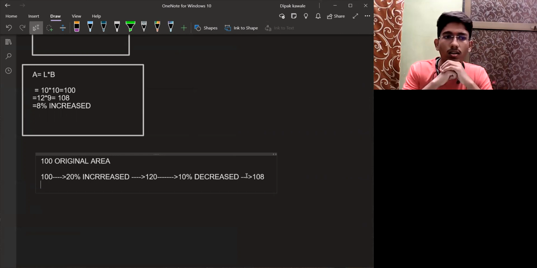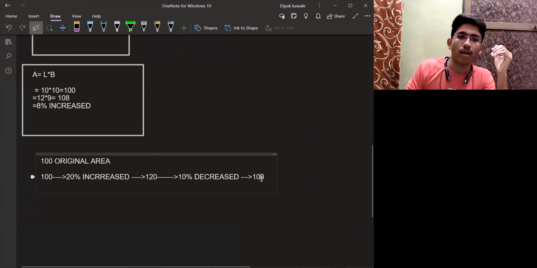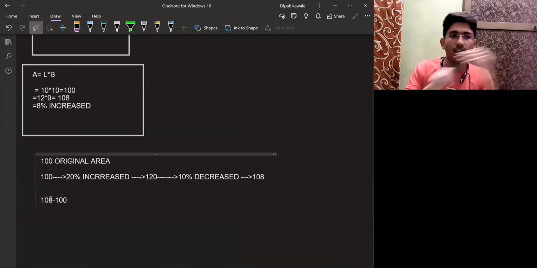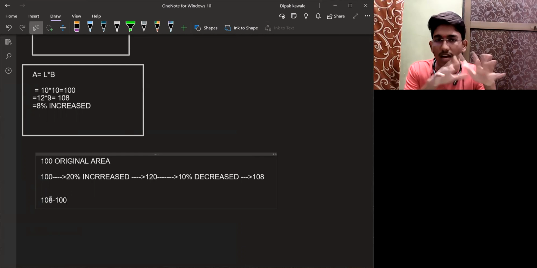Okay, that means my final value is 108 and my initial value is 100. That means 108 minus 100. Easy. Here I am writing just for visualization, but I can also do it without touching pen within 5 to 10 seconds.